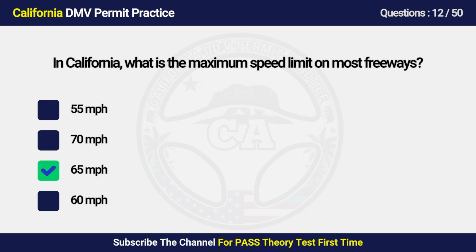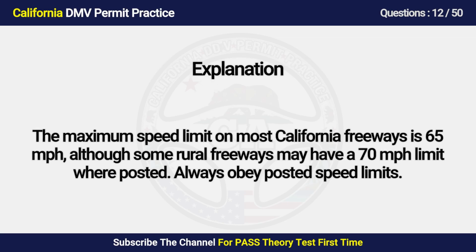Answer is C. 65. The maximum speed limit on most California freeways is 65, although some rural freeways may have a 70 limit where posted. Always obey posted speed limits.